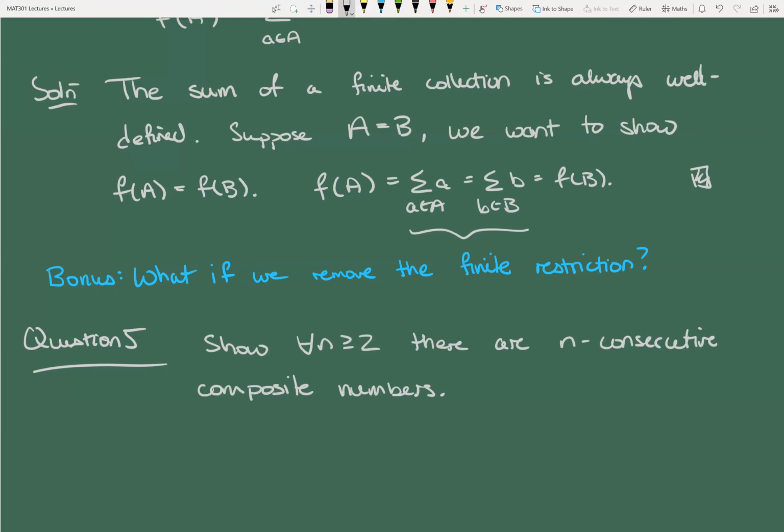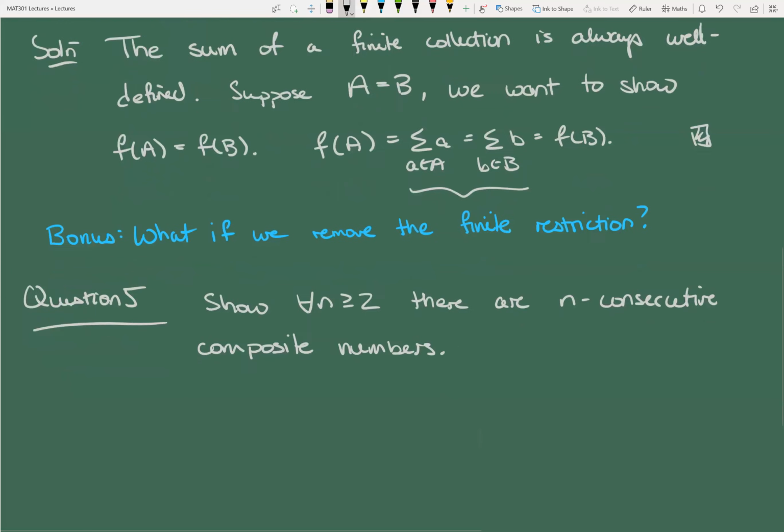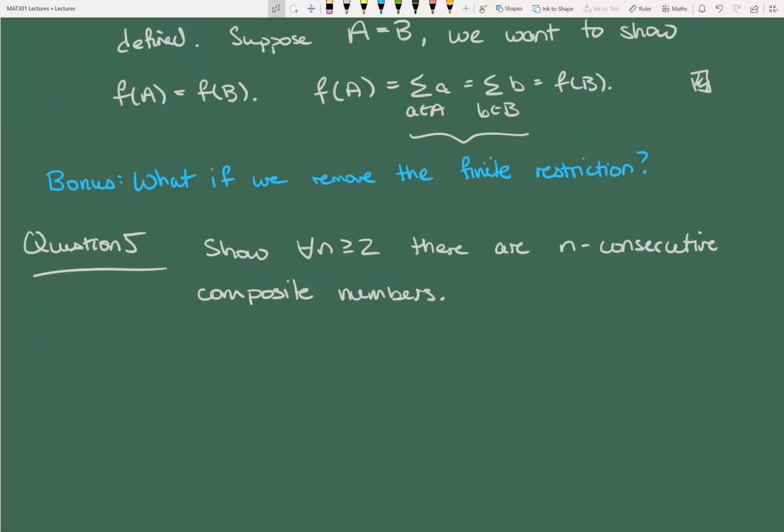Okay, can anyone think about how we would phrase this mathematically to make the problem maybe a little bit easier? What does n consecutive numbers mean? Their difference is less than n. Okay, sure. So if I wanted to enumerate them, let's choose a number. Okay, let's choose 4 consecutive. I'm going to choose 4 consecutive numbers.